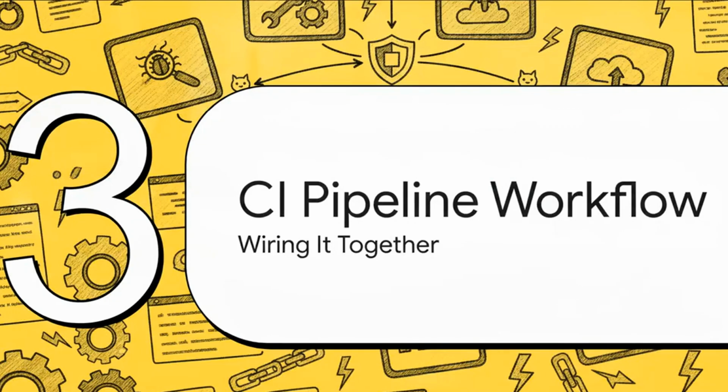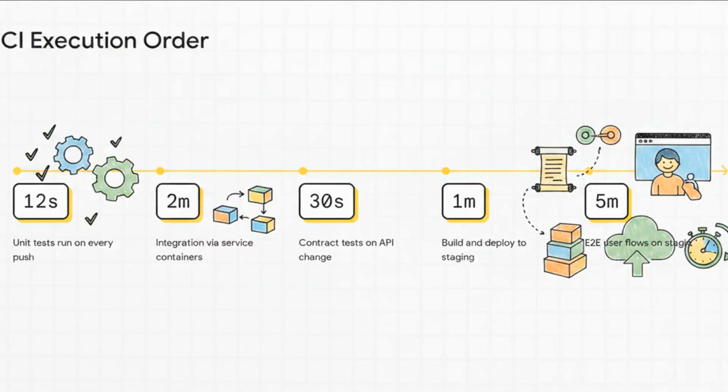All right, part 3, the CI pipeline workflow. Let's wire this whole thing together. So how do all 4 of these isolated concepts actually fit into a single, bulletproof GitHub Actions pipeline? Well, the answer maps perfectly to the speed and cost of each layer. Fast things run early, expensive things run late. Track this chronological pipeline with me for a second and watch how it levels up at each stage.